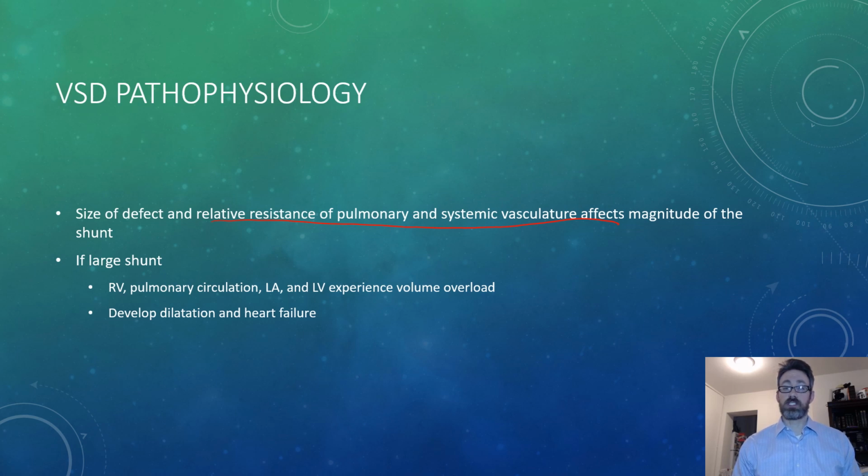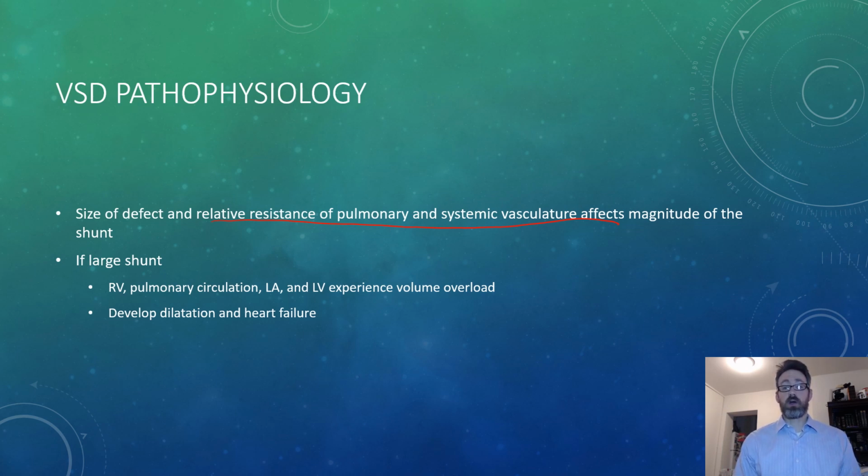The relative resistance of the pulmonary and systemic vasculature matters because, let's say I have a high afterload, so high blood pressure. That's going to make it harder for the left ventricle to eject blood into the aorta, because the higher the afterload, the lower the stroke volume goes. Normally, if there's no septal defect, that would just put more pressure on the left ventricle and it would retain that extra volume, as we learned in the heart failure lecture. However, if there's a VSD there, more of that blood is going to be shunted to the right side because it can't be ejected into the systemic circulation. So the higher the systemic resistance, the more is going to get shunted there.